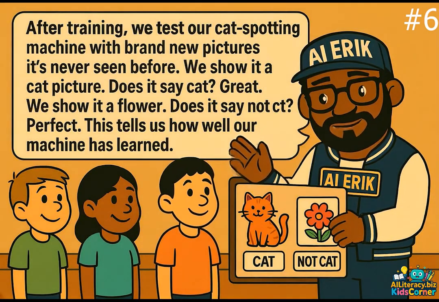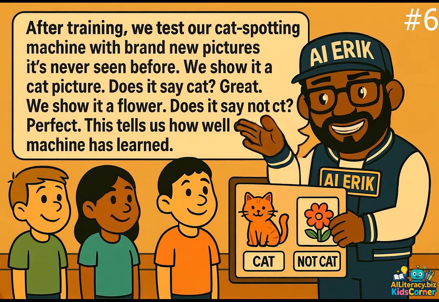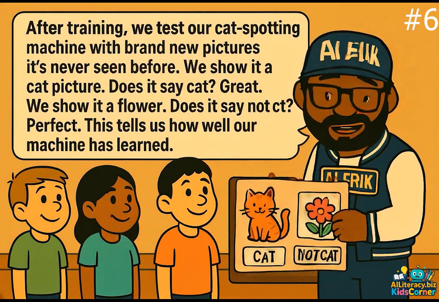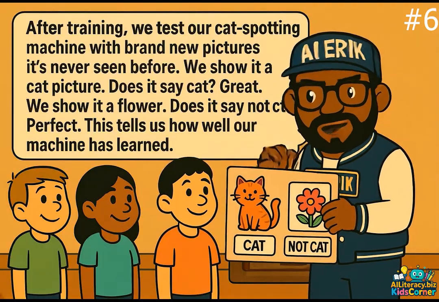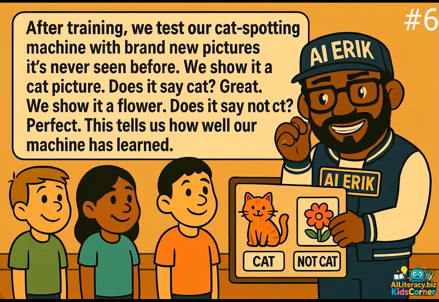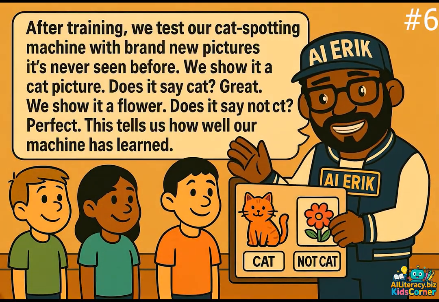After training, we test our cat spotting machine with brand new pictures it's never seen before. We show it a cat picture. Does it say cat? Great. We show it a flower. Does it say not cat? Perfect. This tells us how well our machine has learned.